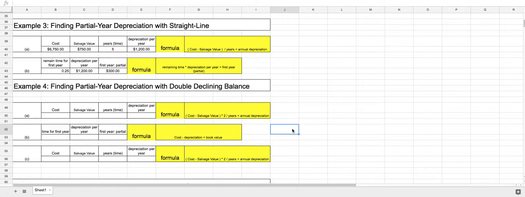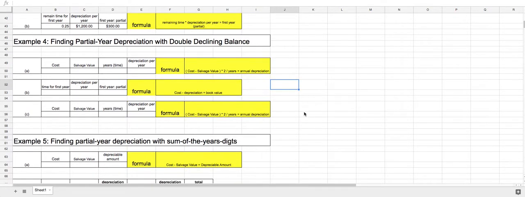All right, let's focus on example 4, which is a partial year depreciation, but we're using the double declining balance. For this one, they're using a boat dock that was installed on April 12th, and we need to find out the depreciation after year 1 and after year 2. Let's look at the cost for this one. It's $72,000. It has no salvage value. The life is 10 years. Now we need to find out what it's going to depreciate in the first year.